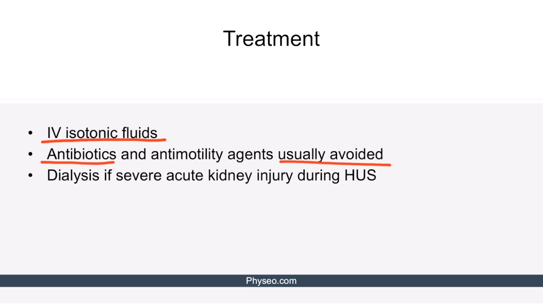Now, similarly, anti-motility agents, for example, loperamide or diphenoxylate, are also avoided because microbial retention in the gastrointestinal lumen due to the action of an anti-motility agent might exacerbate the patient's condition. So you're not really trying to stop them from having motility in their bowels. Now, finally, if there's a significant renal failure, for example, if they have HUS, then you can start dialysis.